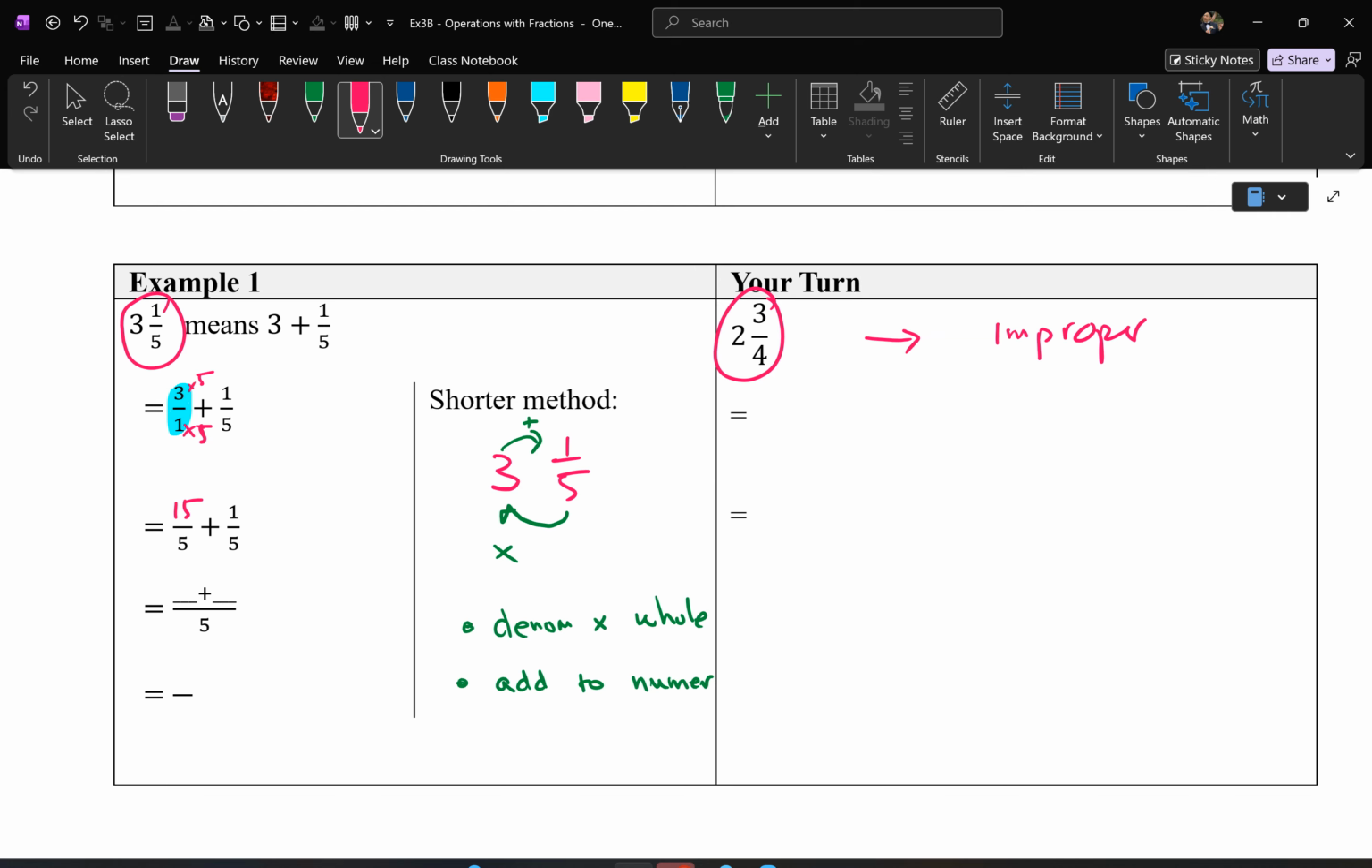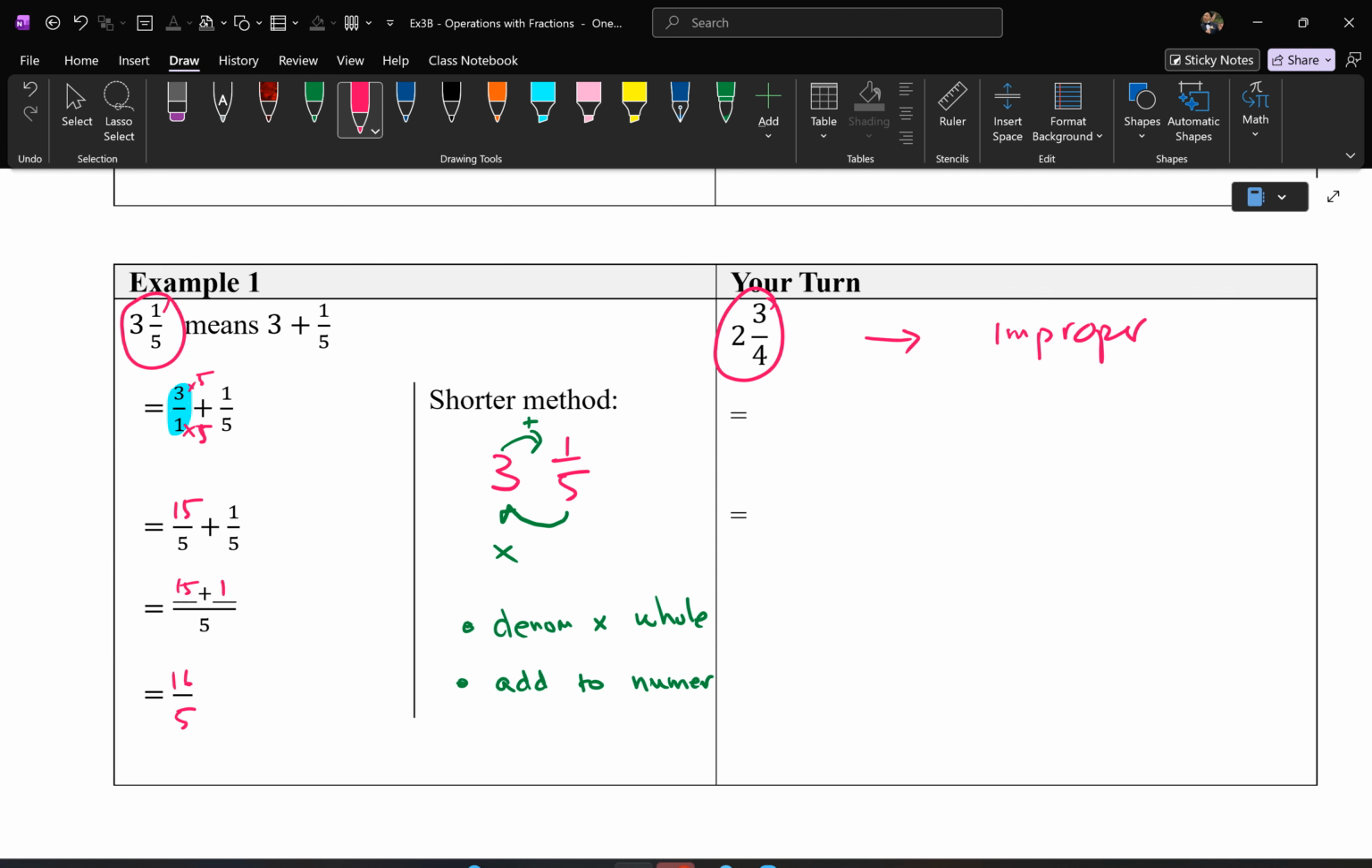Once you have the same type of fraction, why do you add the numerator? Because they're the same type of fraction. You got 15 of these fifths, plus 1 of these fifths. 15 plus 1, that's how you end up with 16 fifths. That's why you do that. So this is the logic as to why the formula works.